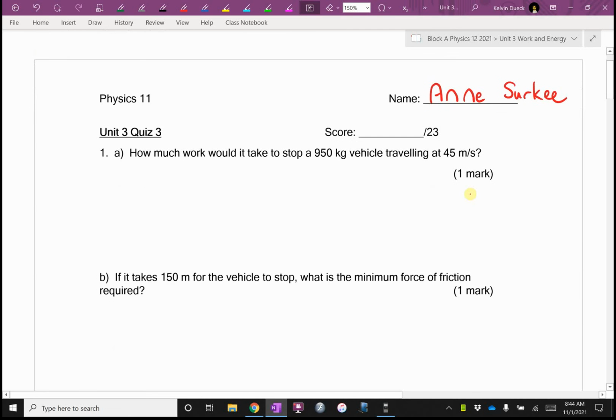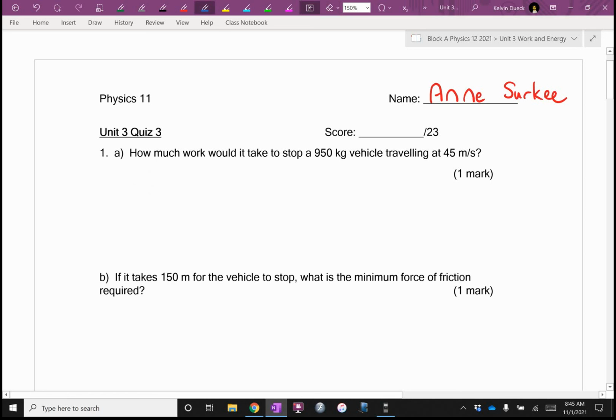Mark your own. Here we go. How much work? Okay. My first thought for this was work equals force times distance. Did they give me a force? Did they give me a distance? So my brain scratched that out.